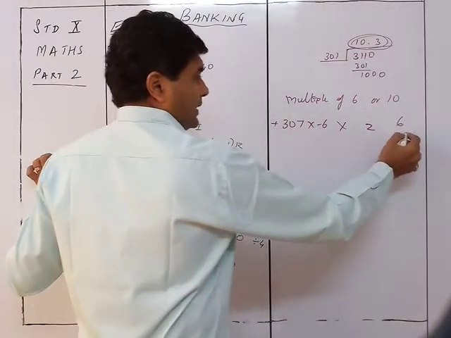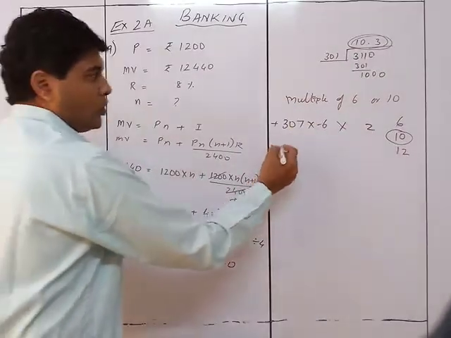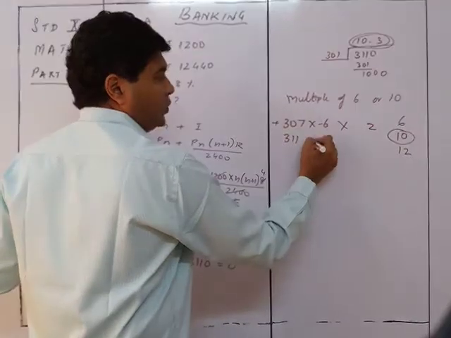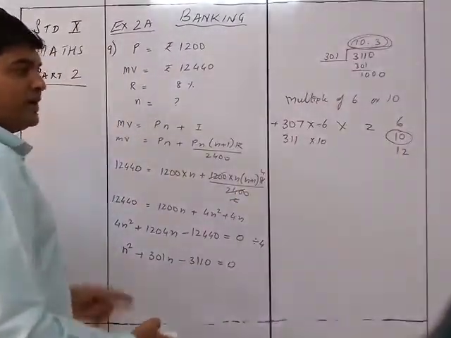So now we try this one. So we have 301 plus 10. So it becomes 311 into 10. So that is exactly the same thing. That's why this is the answer.